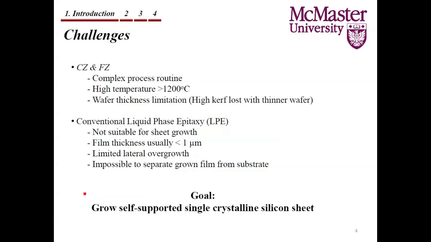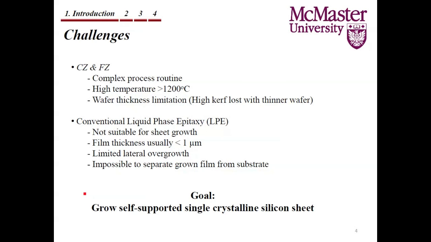Some challenges in the current industry. First, the current industry producing crystal silicon is based on the Czochralski or float zone method, and they are operating at a very high temperature. That's not cost effective, and due to the high kerf loss, it's a problem to reduce the thickness to under 100 micron.